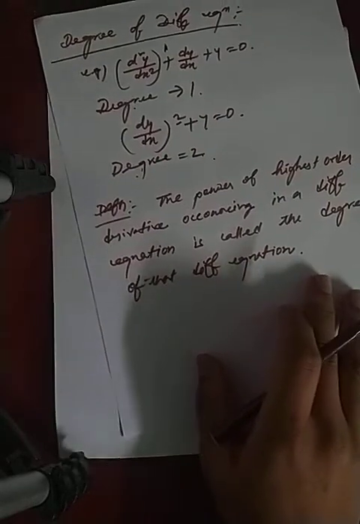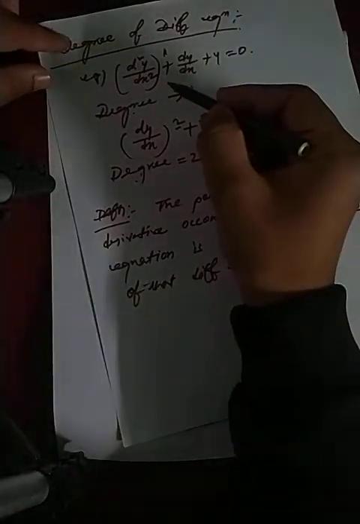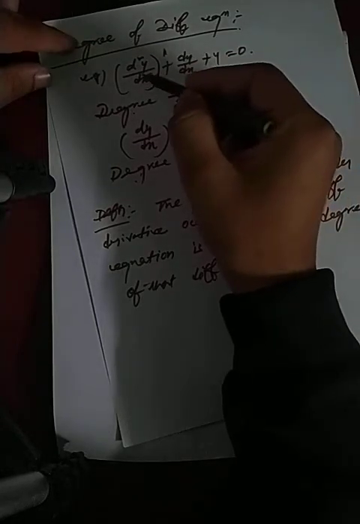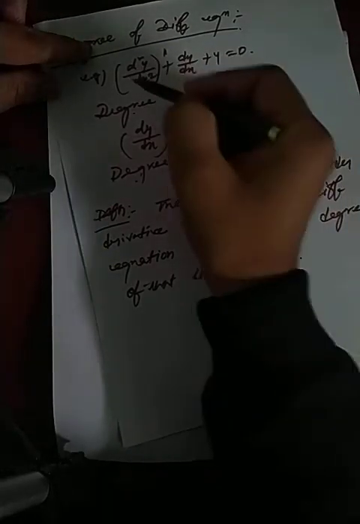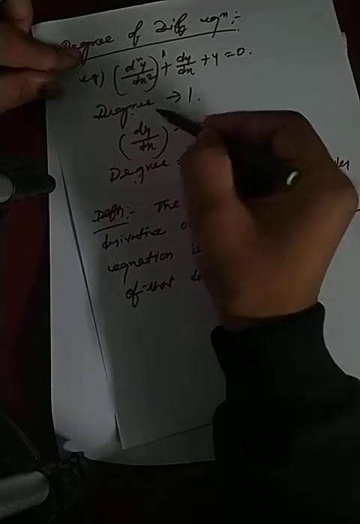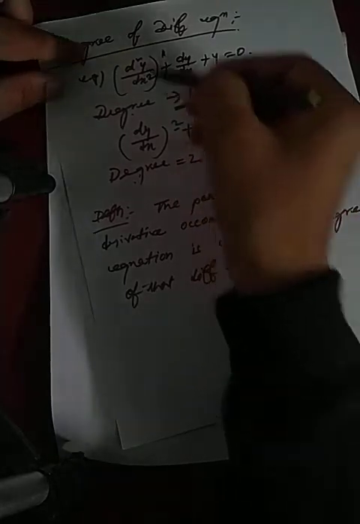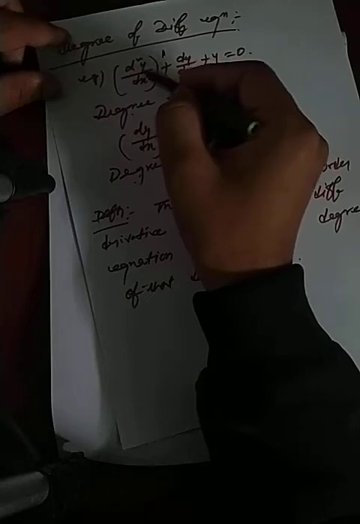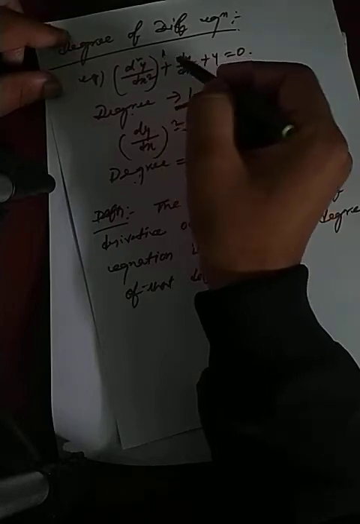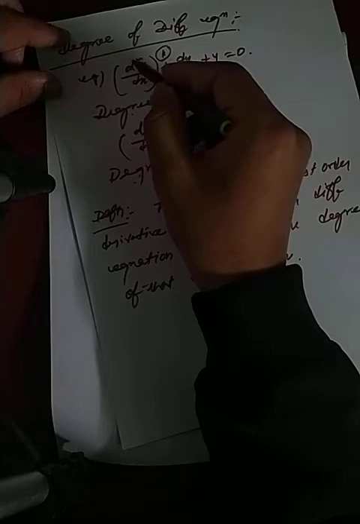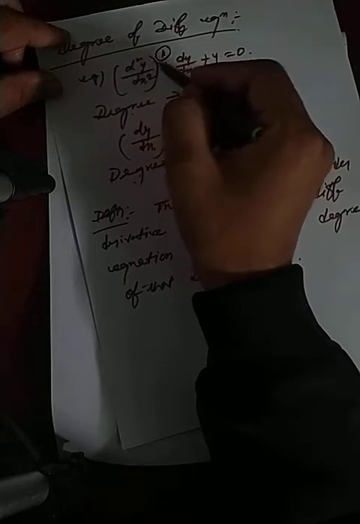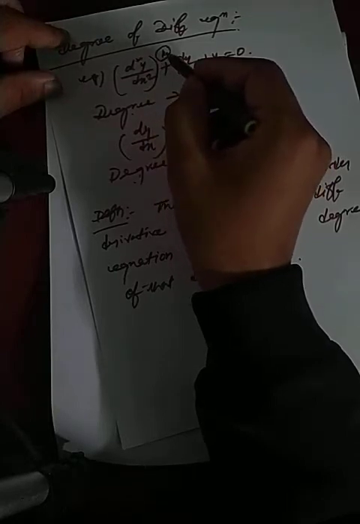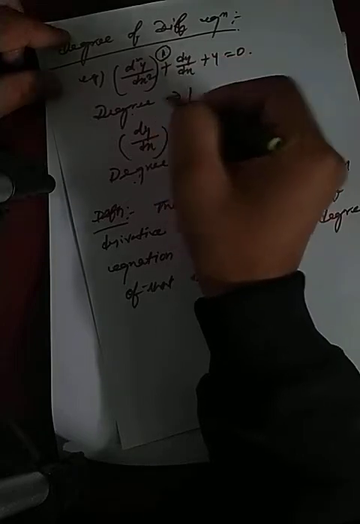Now we'll learn about the degree of a differential equation. So what is the degree of a differential equation? This is a differential equation whose order is 2. We'll say that the degree of that differential equation is 1 because the power of the highest order derivative occurring in the differential equation is 1. So this is 1, the highest order derivative is 2, and its power is 1, so degree is equal to 1.